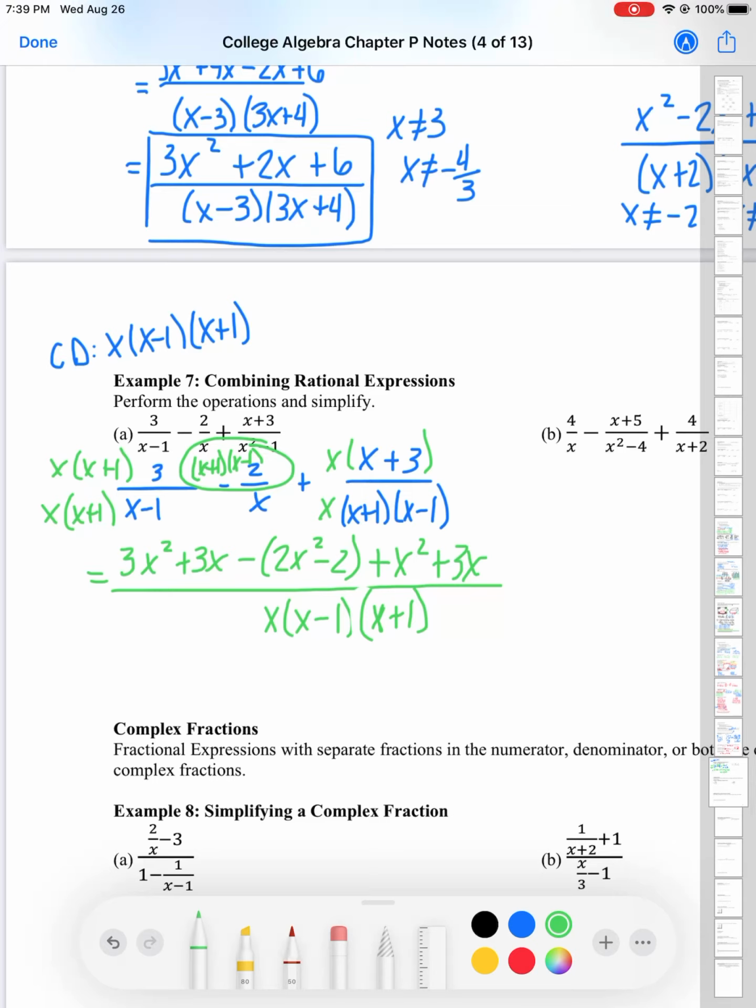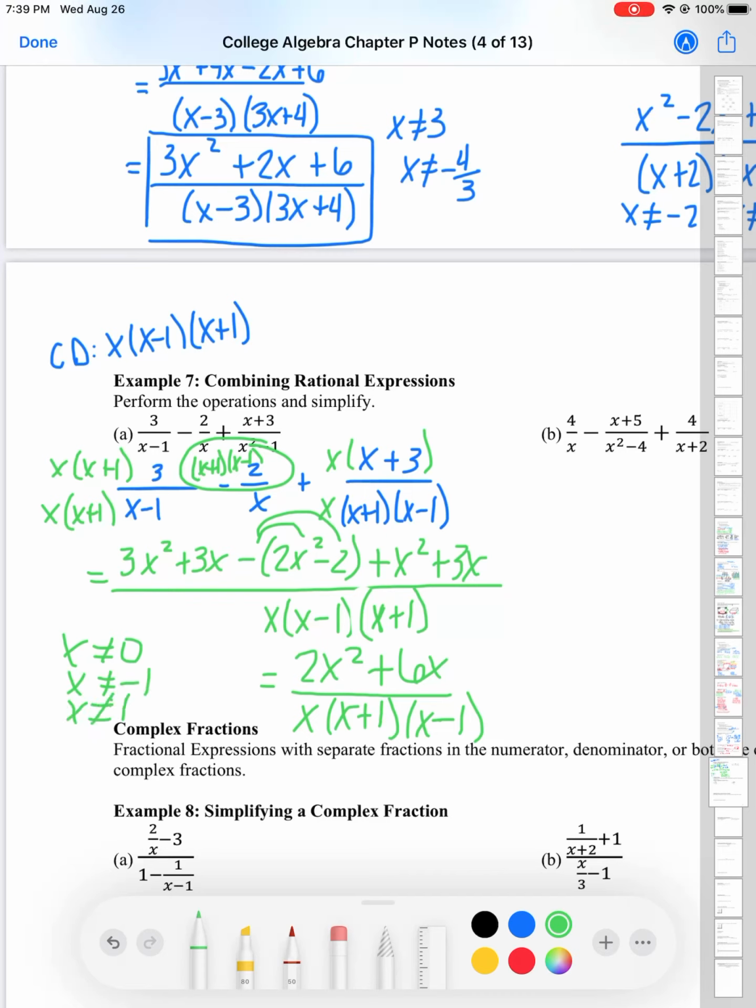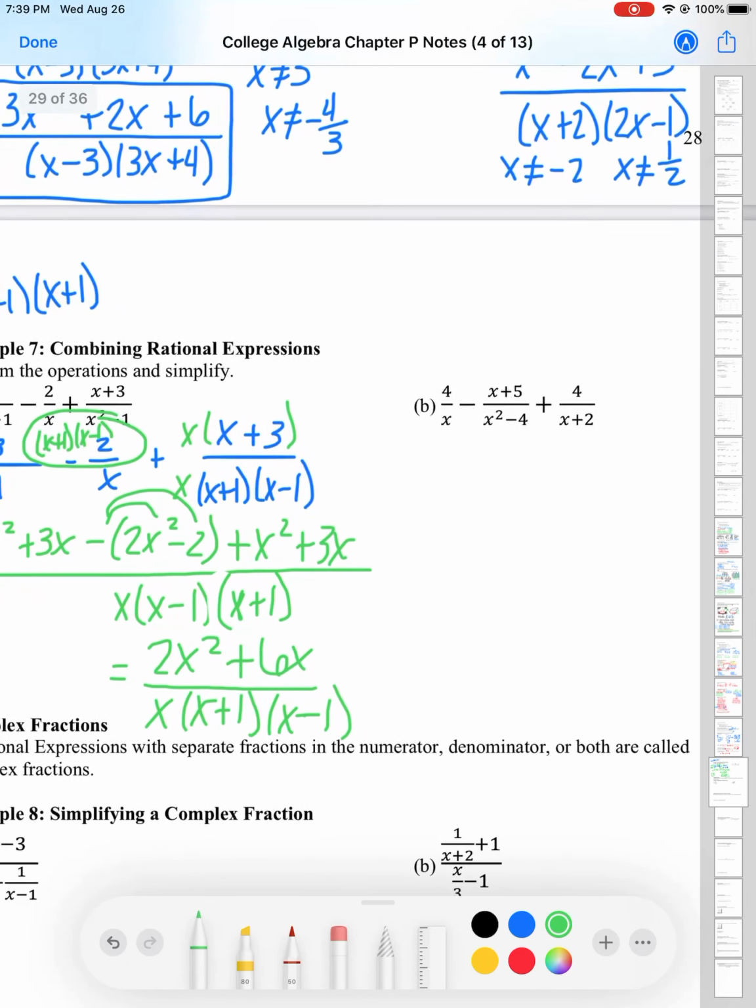Now I just need to run that negative through and combine like terms. So when I run it through, I get minus 2x squared plus 2. So I end up getting 2x squared plus 6x over x times x plus 1 times x minus 1. Now we have to say that x cannot be 0, x cannot be negative 1, and x cannot be 1.